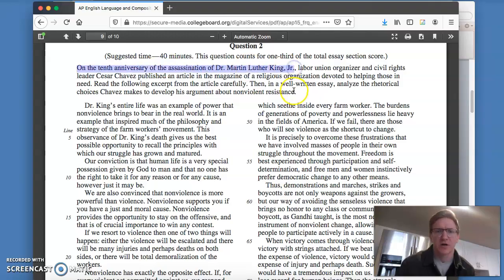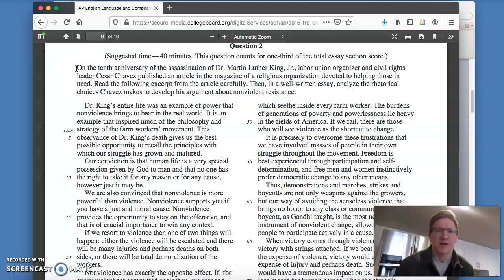Martin Luther King Jr., right away, this is what I would write down right next to this: exigence, or just highlight this. So write down in your notes exigence next to this first statement, on the 10th anniversary of the assassination of Dr. Martin Luther King Jr. So right away we're giving, if you don't remember, exigence is basically answering the why.